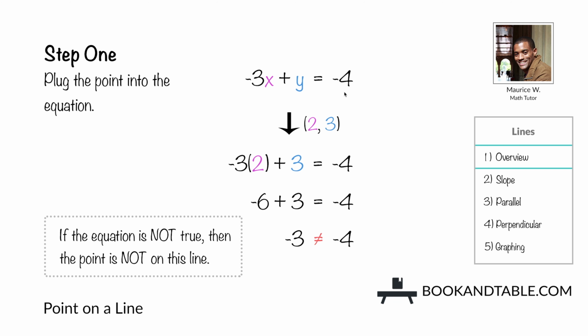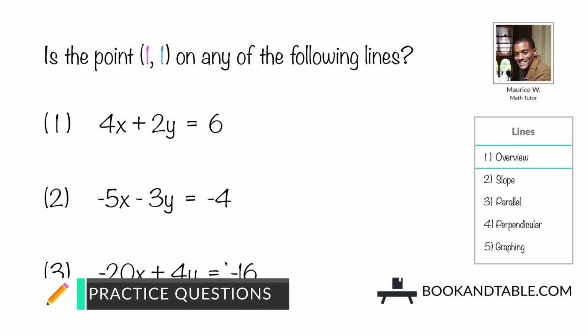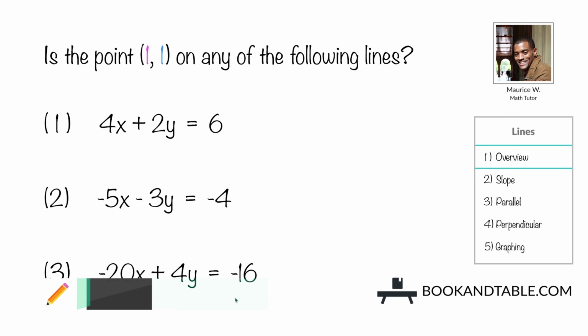If you were given a value that did work, so if we did get negative 4 is equal to negative 4, then we know that the point does exist on this line. So that is how you figure out if a point is on a line. Let's have you do a few practice questions.